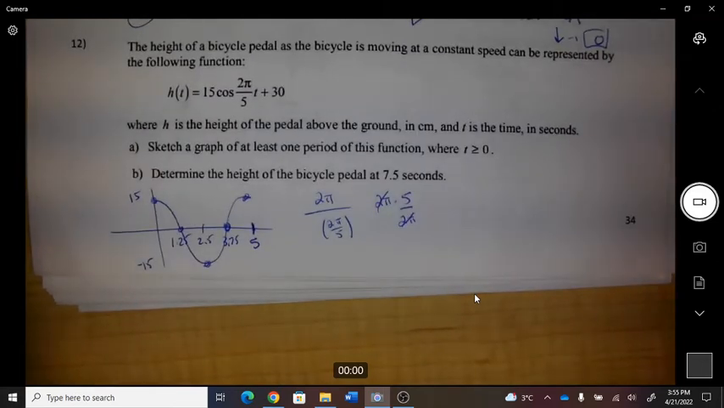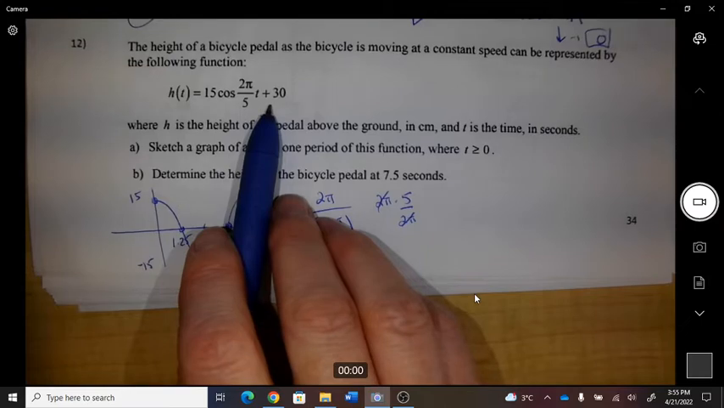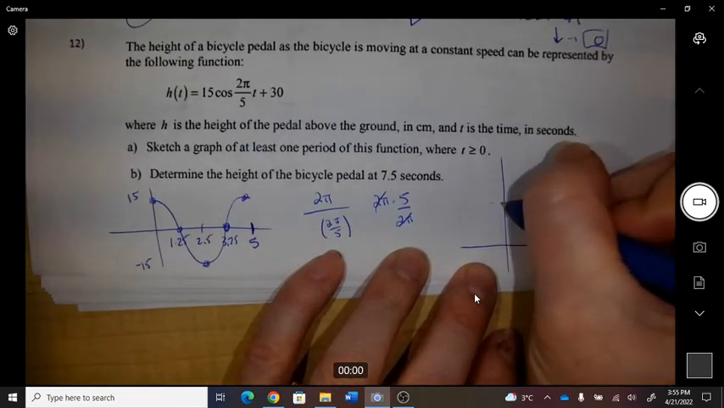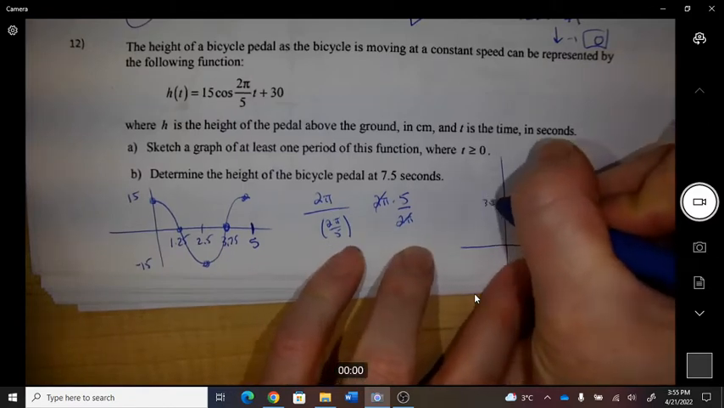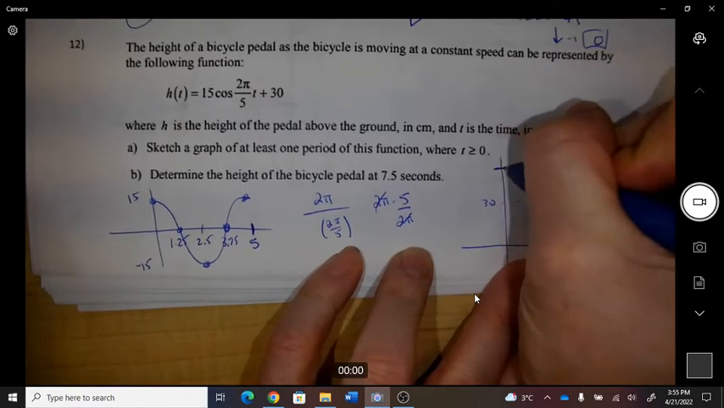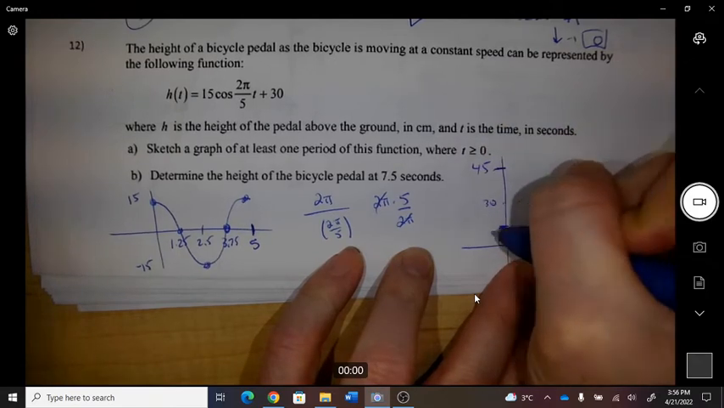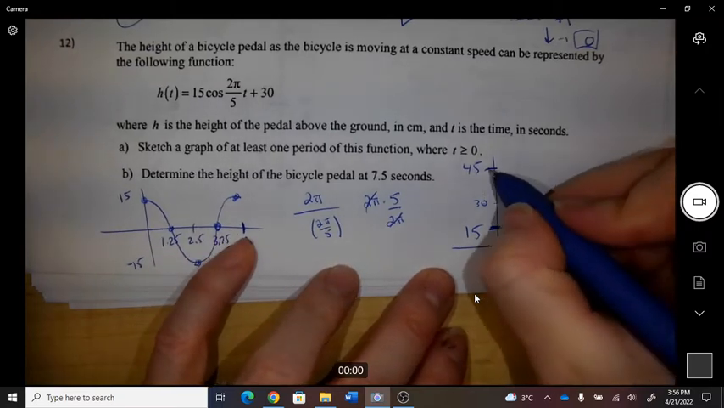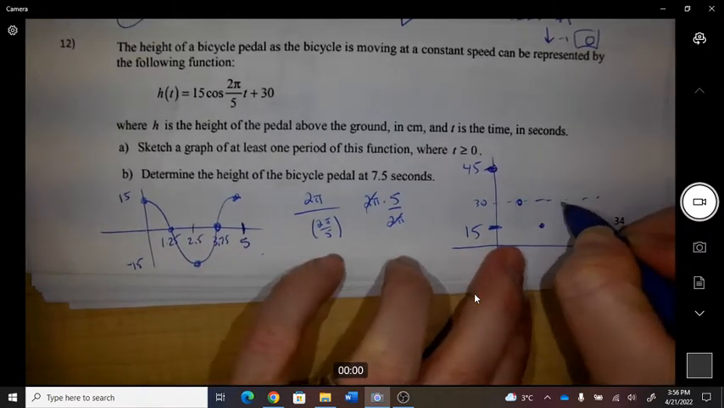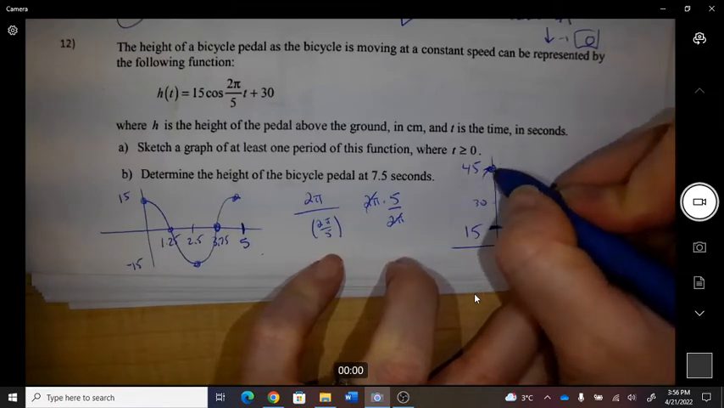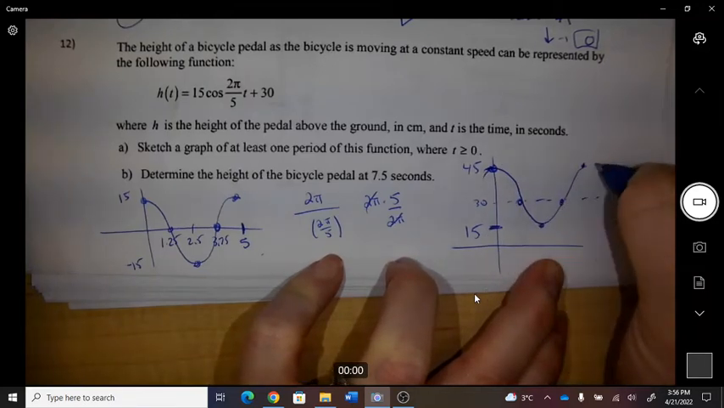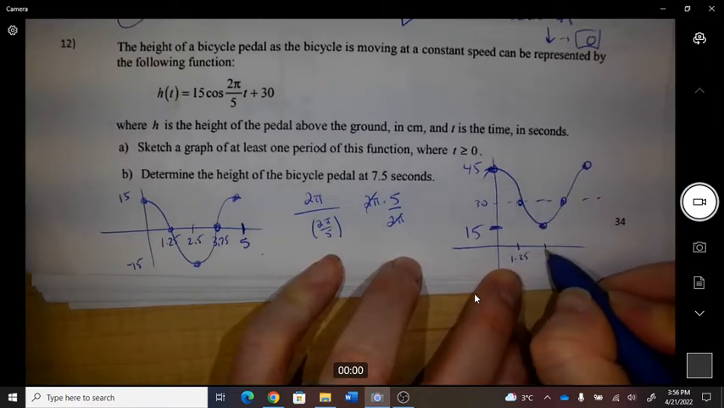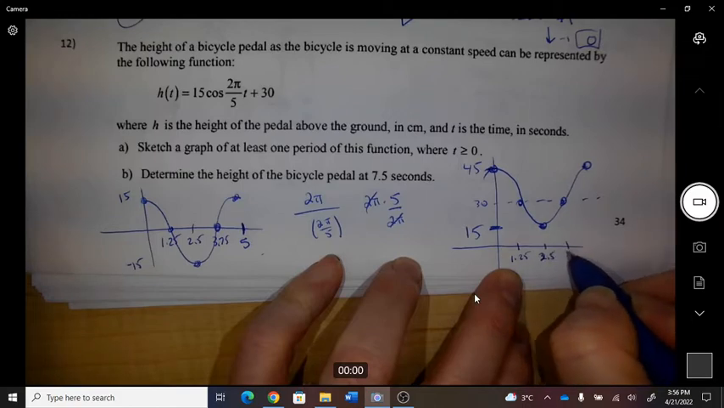Okay, and now we have to also shift this up 30. So 30 is in the middle, which means 45 would be on the top and 15 would be on the bottom. So top, middle, bottom, middle, top. So 1.25, there's my x values, 2.5.